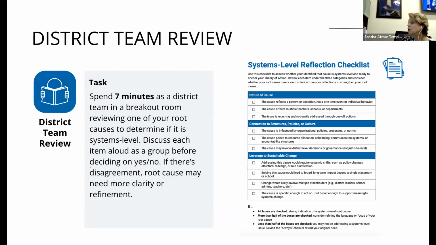Personally, I loved the last box, where it says the cause is specific enough to act on, but broad enough to support meaningful system change. I think that encompasses the whole thing of what we have been hearing the teacher researchers say, and trying to really understand the importance of what one interruption can do to derail things. We went through the checklist and had really good conversation, but I just love that last box. I thought that was great.